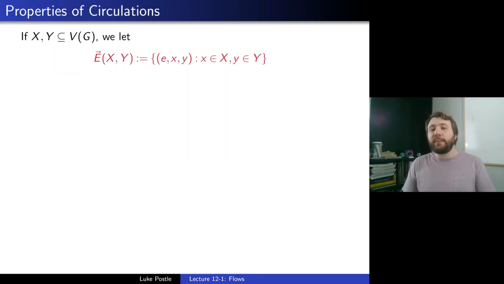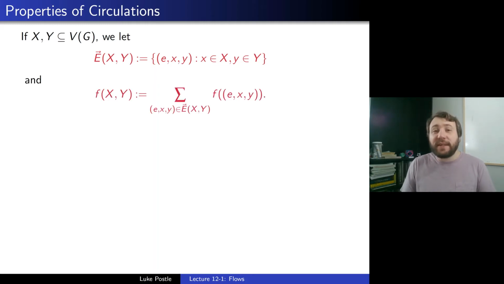I want to point out some properties of circulation. So it will be useful if x and y are subsets of V of G, and here they don't have to be distinct, to let E vec of xy be the EXY triples, where x is in X and y is in Y. So you don't need X and Y to be distinct. Indeed, they could be equal, and this would still make sense, because we have a direction, right? We have x's will be the fronts, and y's will be the backs.